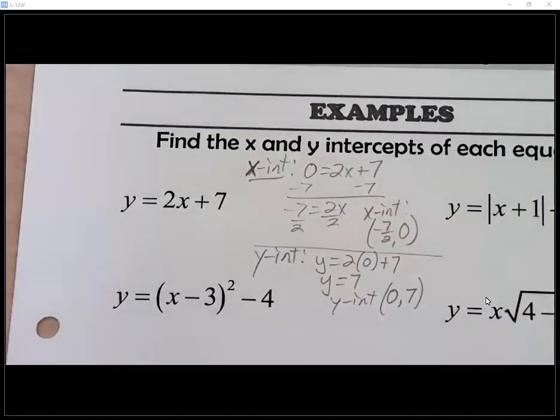Isn't that easy? Now, does it get trickier? Of course, it always does, just when you have more complicated equations. So let's try the one below it.